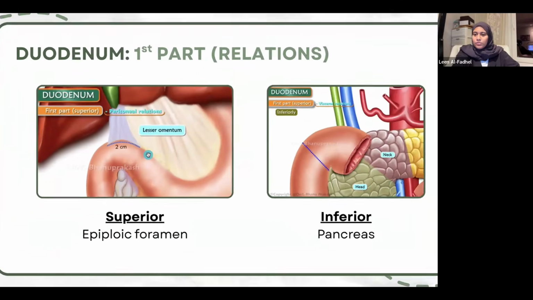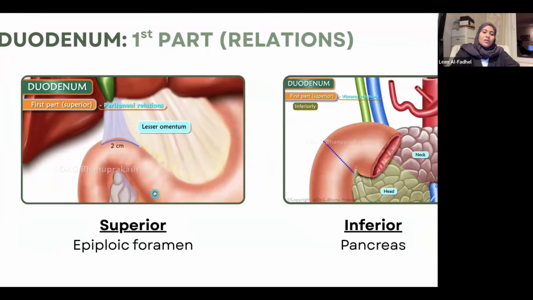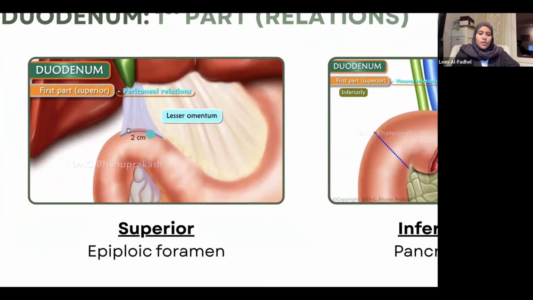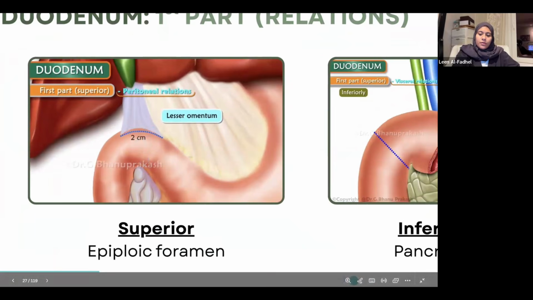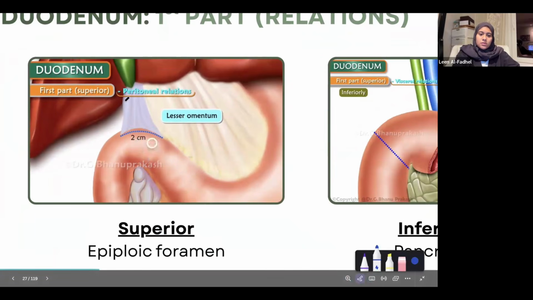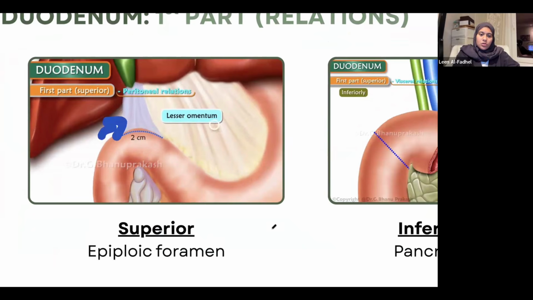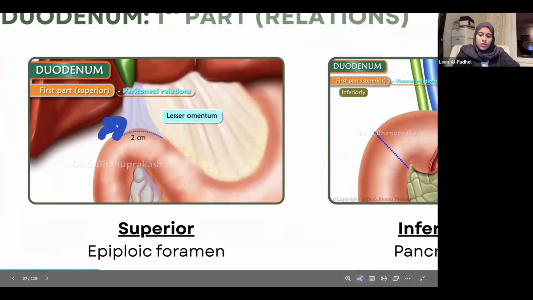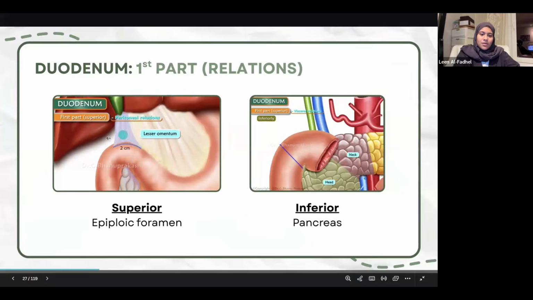But now let's go into relations, our favorite. So, superiorly, you'll find the epiploic foramen. Now, the epiploic foramen is right behind this part. So it's right behind that piece of peritoneum. And by the way, that is the hepatoduodenal ligament. Fun fact part two. Okay, that's the hepatoduodenal ligament.